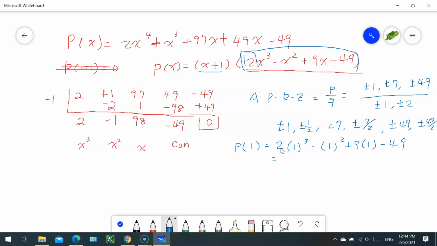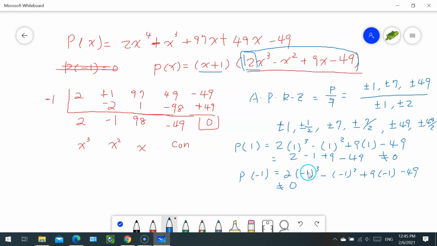Alright, so with this one, okay, let me see, what do I have here? We have 2 minus 1 plus 9 minus 49. So for sure, I will not get a 0. Plug in -1. So we have 2 times -1 power 3 minus -1 squared plus 9 multiplied by -1 minus 49. For sure, this one, I won't be able to get a 0 as well. Now we try another number.